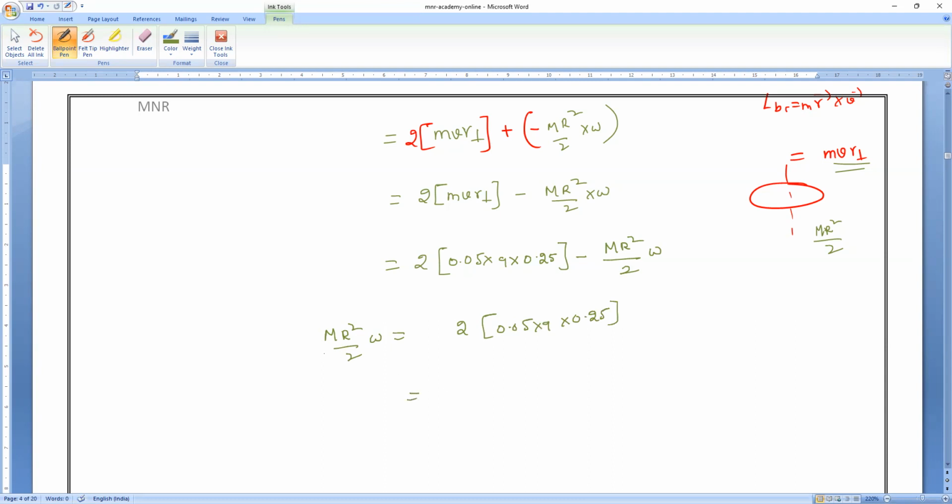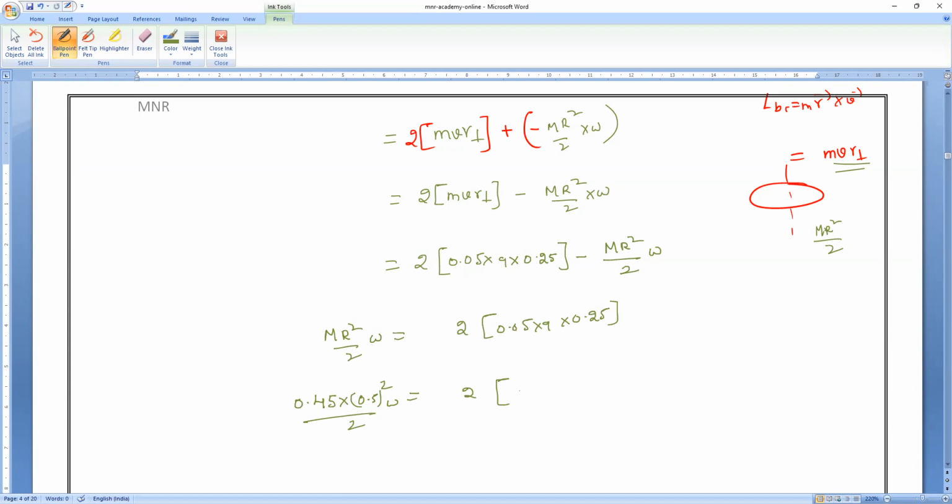M value, capital M, mass of the system, how much? Mass of the disk, 0.45. Correct? Plus R value, what is the radius? 0.5 whole square divided by 2 into omega. So here also 2 into, I can make it.